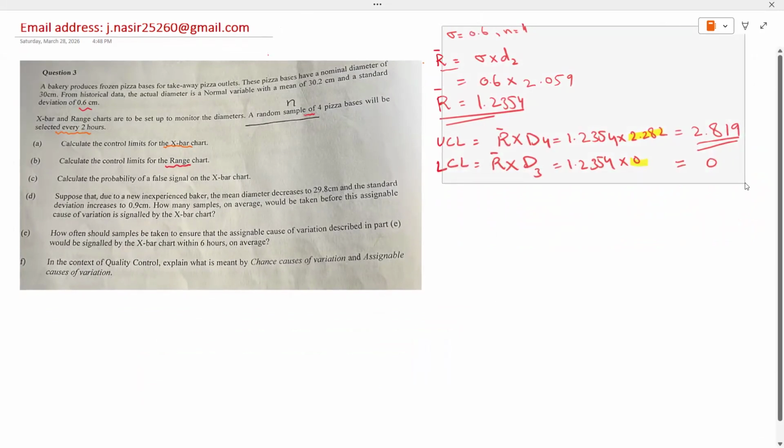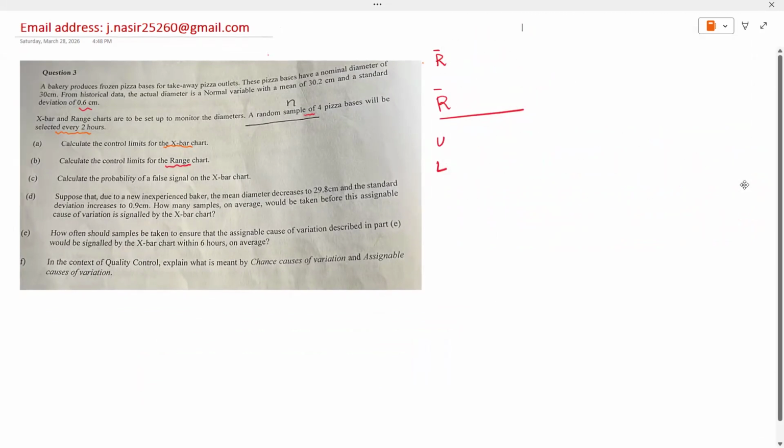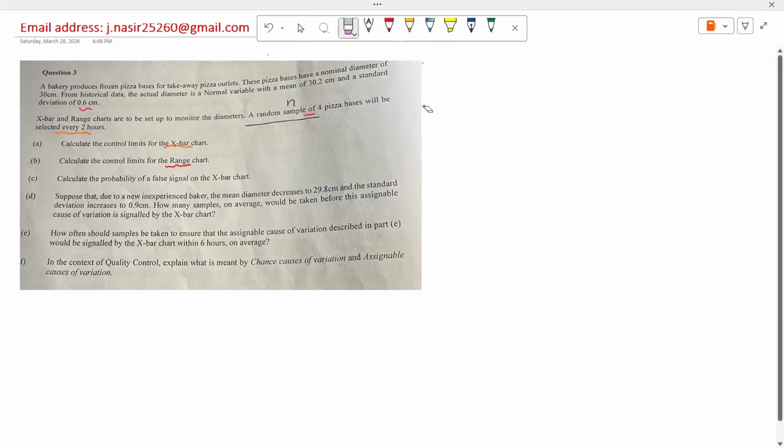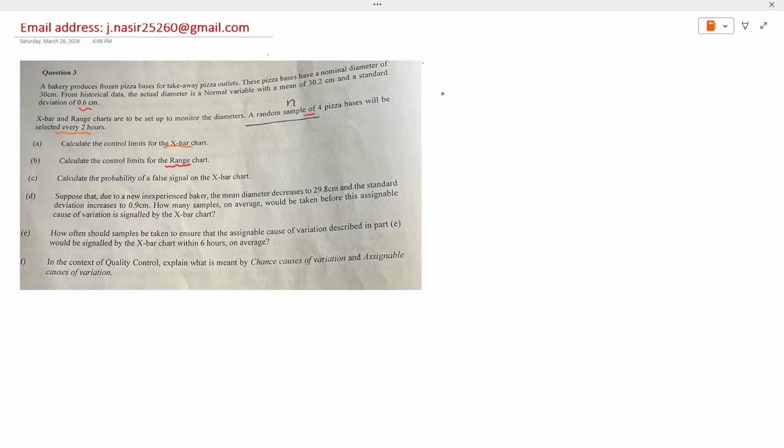What do we mean by false signal? And what do we actually mean by signal? Signal is when the process tells us that our sample mean is out of control, either above the upper control limit or below the lower control limit. So that's what we mean by signal.